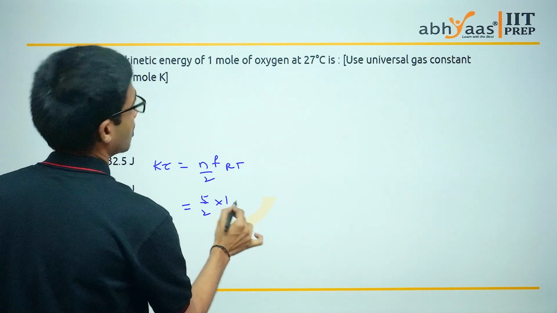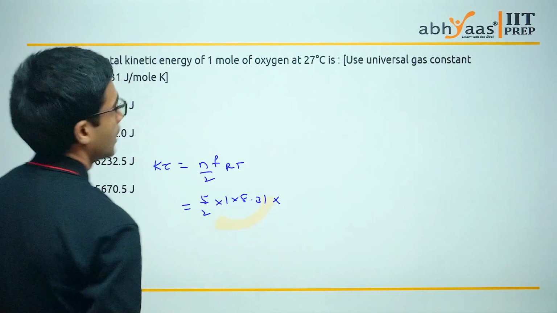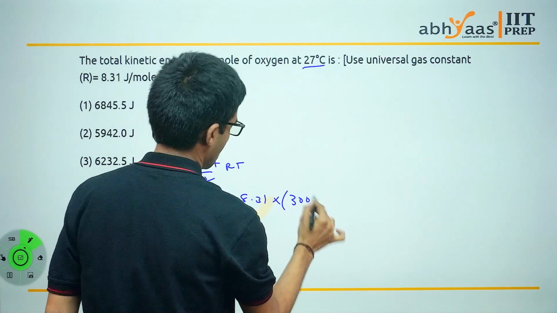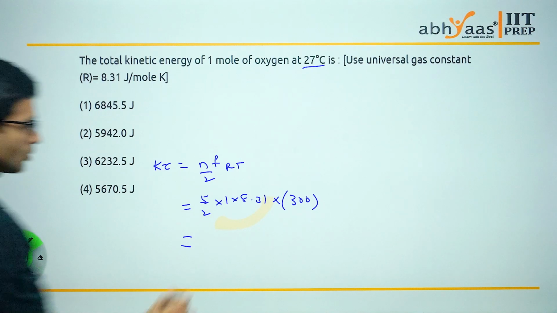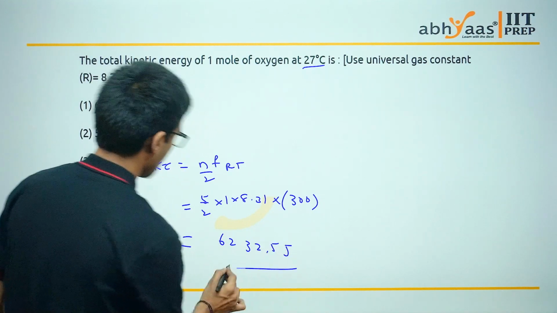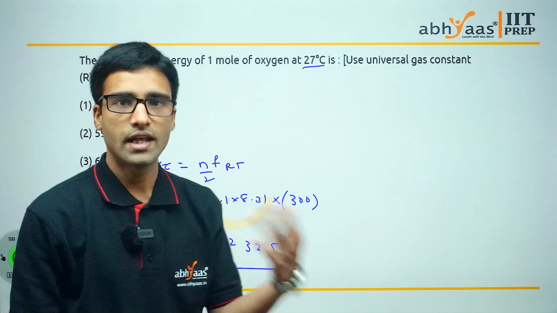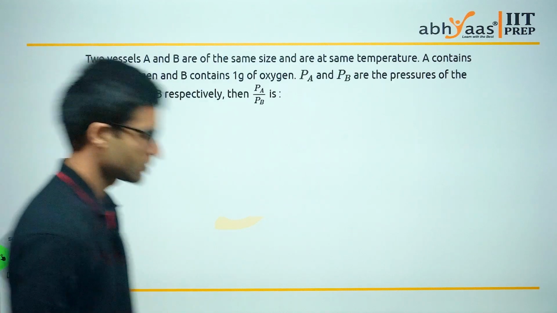n is 1 mole. R is 8.31. Temperature is 27 plus 273, that is 300 Kelvin. If you calculate this, it will be around 6232.5 joules. Just direct formulas. If you apply that formula, directly you will get the answer. Going to the next question.